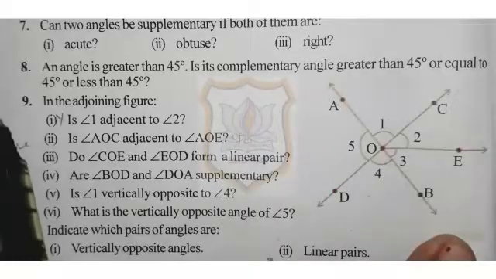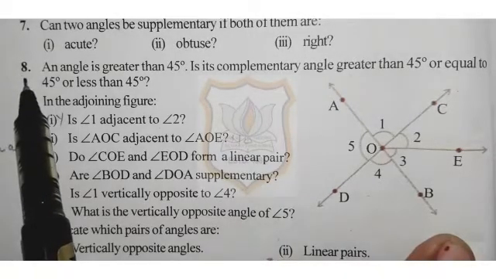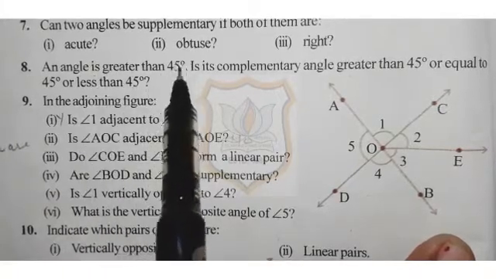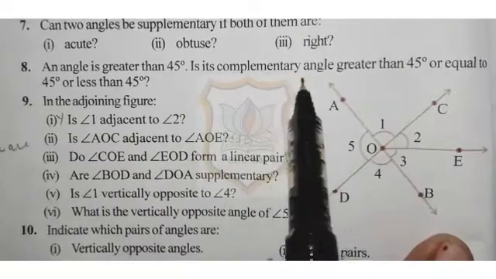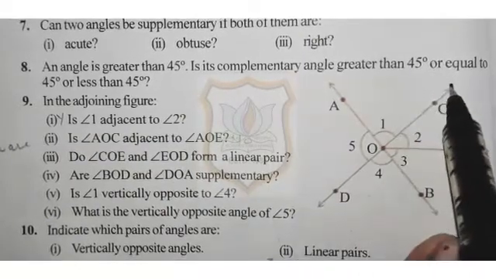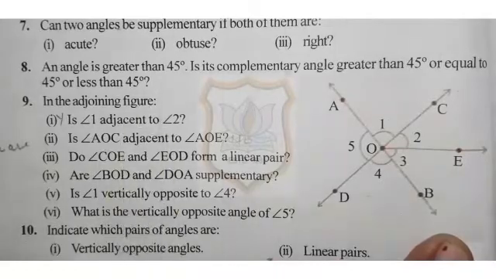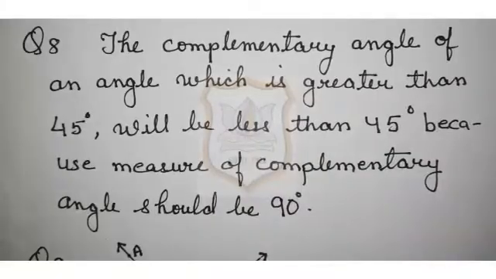Now students, let's solve question number 8 of exercise 5.1. That is, an angle is greater than 45 degrees. Is its complementary angle greater than 45 degrees, equal to 45 degrees, or less than 45 degrees? In the question it is given that an angle is greater than 45 degrees. Then its complementary angle should be less than 45 degrees. Then only they can form a 90 degree angle.